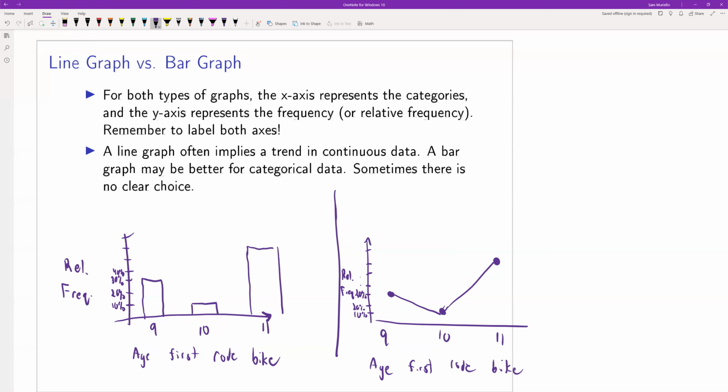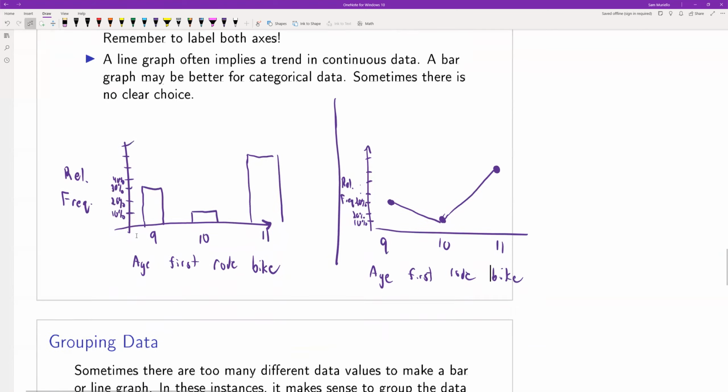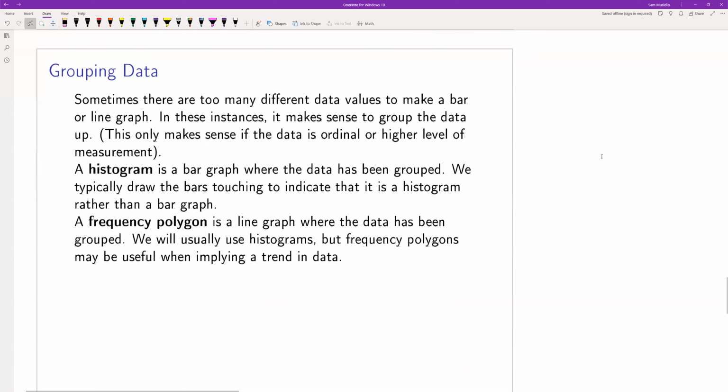And if we're measuring to the nearest inch or the nearest half inch, that's going to be way too many data points to put each one individually on its own bar. The way that we can account for this is we can group the data together. It only makes sense to group data, of course, if we're at least ordinal, because otherwise you'd be grouping pizza and ice cream, and that doesn't really make a lot of sense. In this scenario, we will use either a histogram or a frequency polygon, which is basically the exact same as a bar graph or a line graph, except we've done it by grouping data. When we draw histograms, we'll typically push the bars squished together and touching to indicate that it's a histogram rather than a bar graph. It's a very slight distinction, but it does exist.